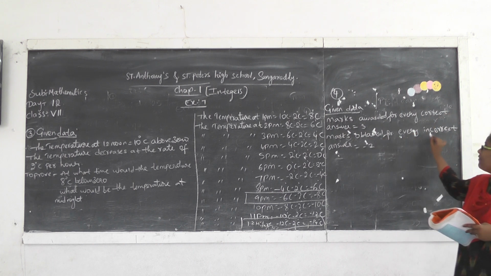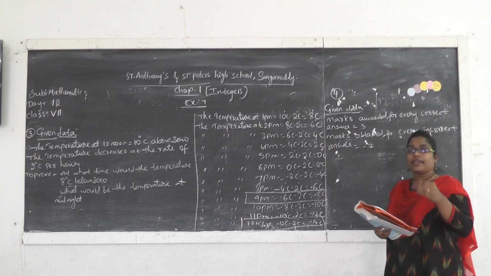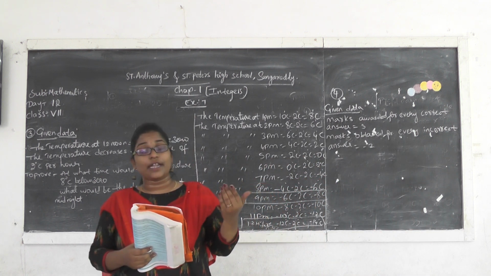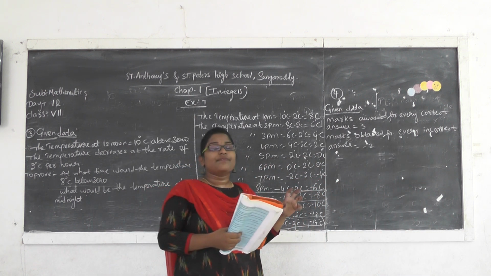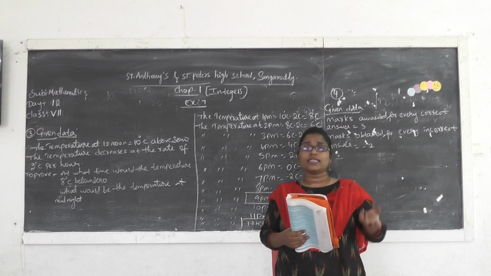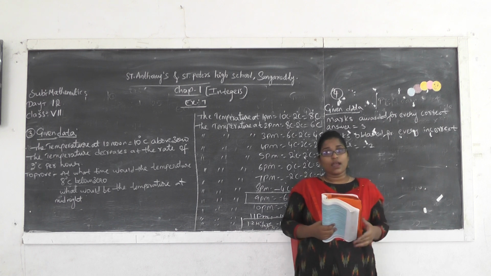Marks obtained for every incorrect answer. If they write a correct answer, they will award 3 marks. If they write a wrong answer, they are going to reduce how many marks? 2 marks. If they are not attempting any question, there are no marks. They are not going to add or subtract marks.